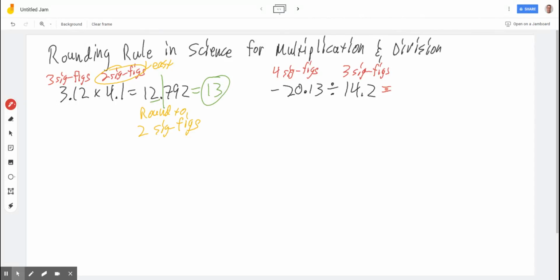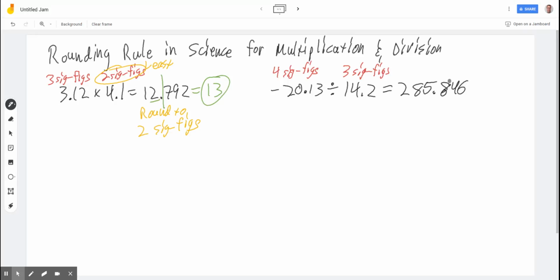Now we will get the result. So we have 20.13 times 14.2, which gives us 285.846 on the calculator display.